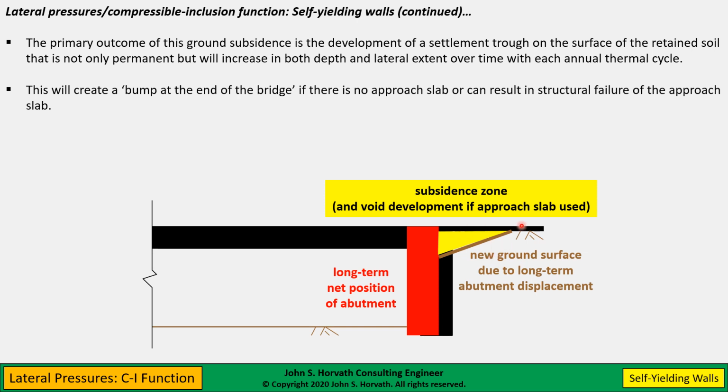Well, if there is no approach slab to the bridge, you'll get this characteristic bump at the end of the bridge. It creates a real rideability issue. If there's an approach slab, you can actually get a failure of the approach slab. I've seen case histories where if this gap underneath the approach slab keeps growing laterally, at some point the approach slab was simply never designed to bridge over that open gap and will simply fail in flexure. And I've seen case histories where this has happened more than once.